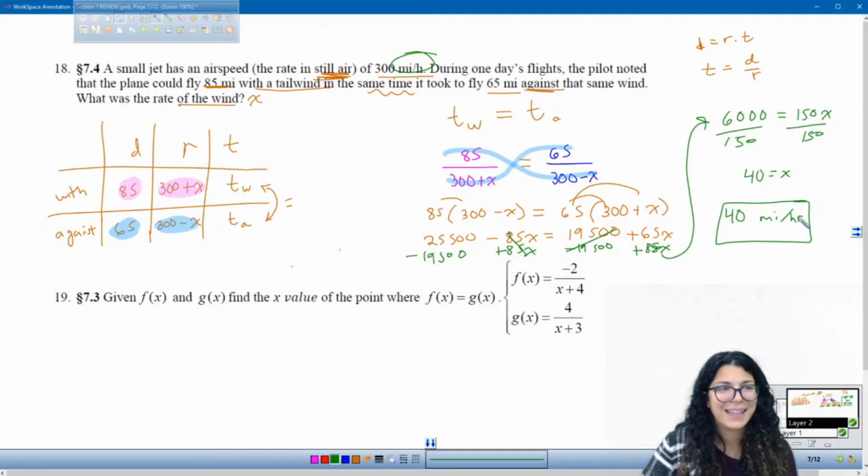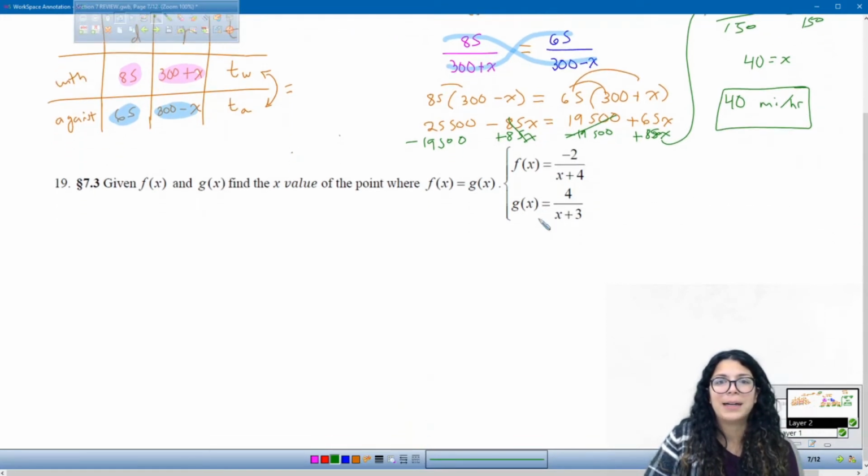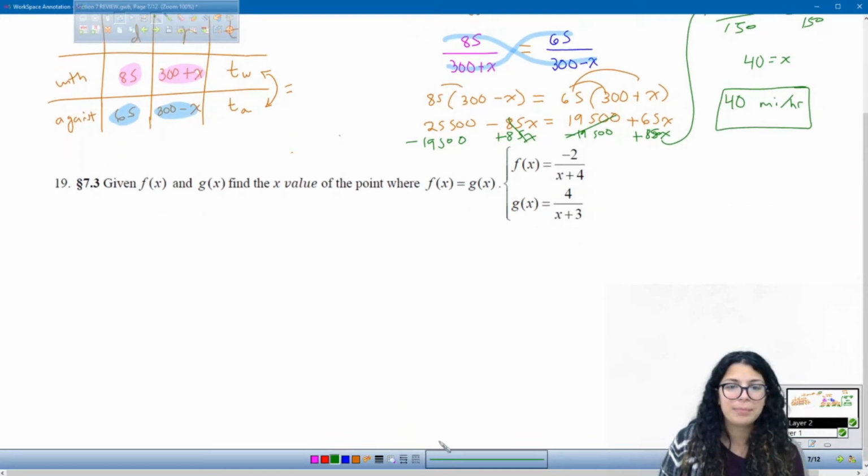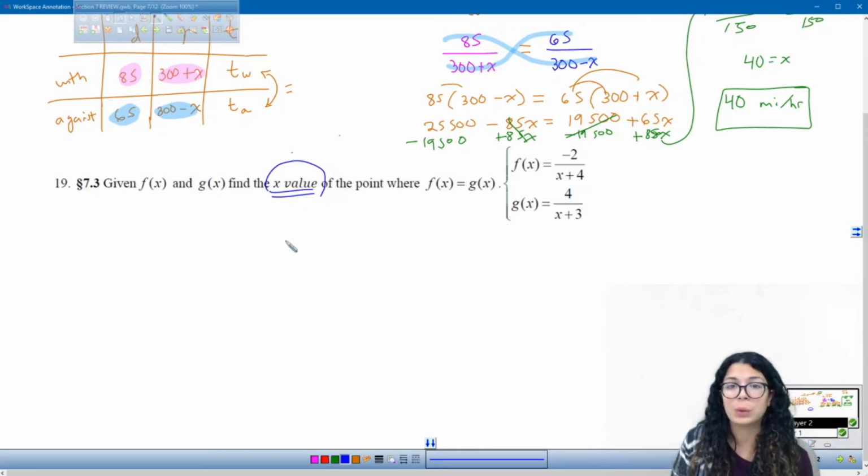All right, let's go ahead and move on to number 19. f of x and g of x, find the x value of the point where f of x equals g of x. So we're just finding the x value. We don't have to find the y value that matches. But we are figuring out the solution to the system.